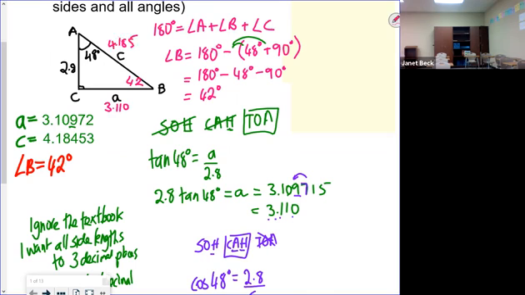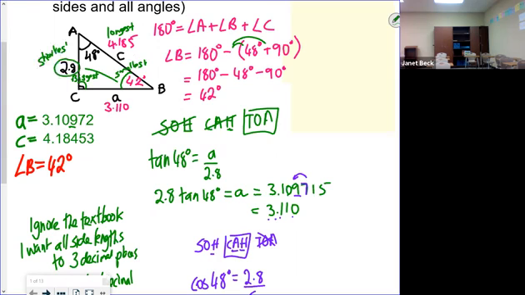How do you know it makes sense? This is the biggest angle. So this should be the longest side. And then this was the smallest angle. So the side opposite it should be the shortest.